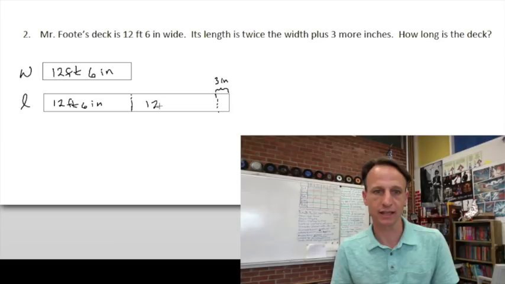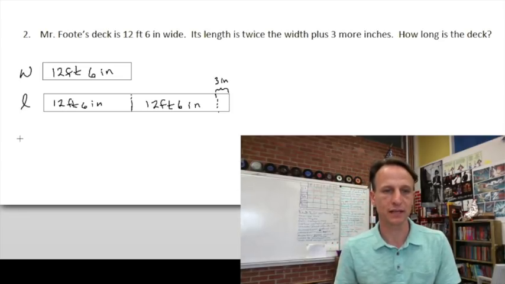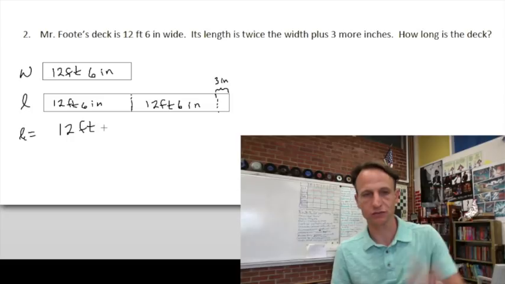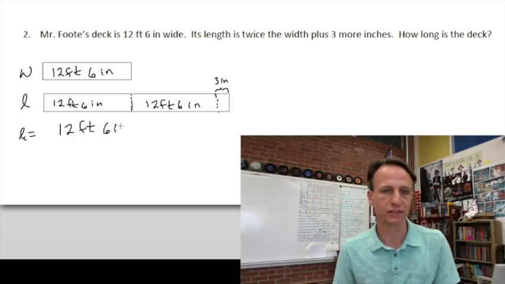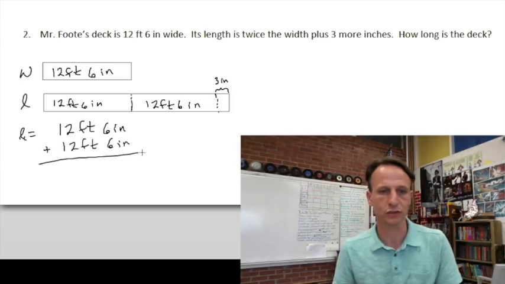And then this again is 12 feet 6 inches. The length is what we're trying to find. So all we have to do is add these up now. So the length equals, and I'm going to do it in vertical form here, 12 feet 6 inches, 12 feet 6 inches, and then I'll add in the 3 inches afterwards. Okay, so let's do this first.